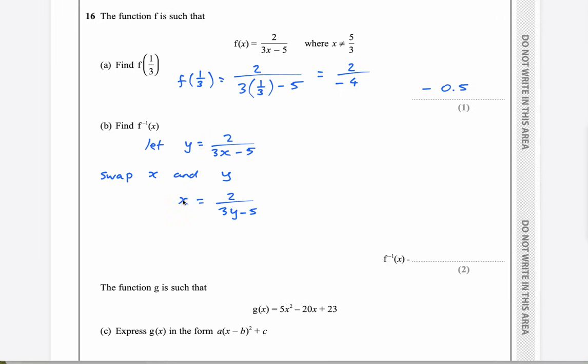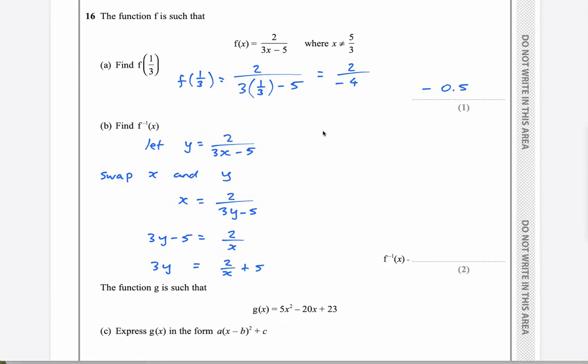So I'm just going to multiply by 3y minus 5 and divide by x. So I'm doing that in one step, guys. This times this and divide by the x. Then I'm going to subtract the 5. So 3y equals 2 over x, sorry, add the 5, plus 5. And then I'll finally divide by 3.